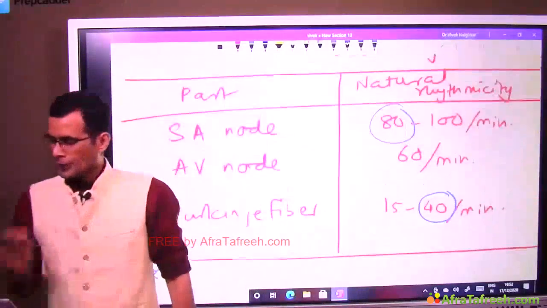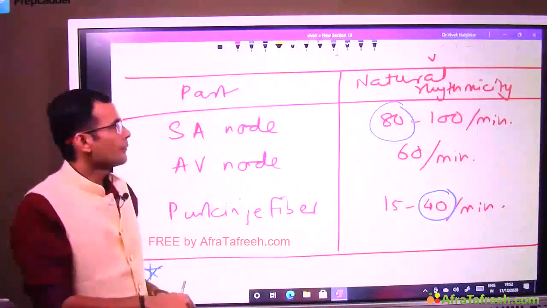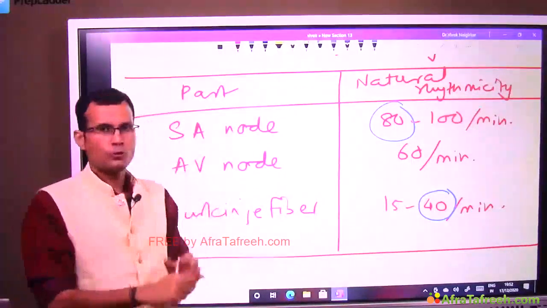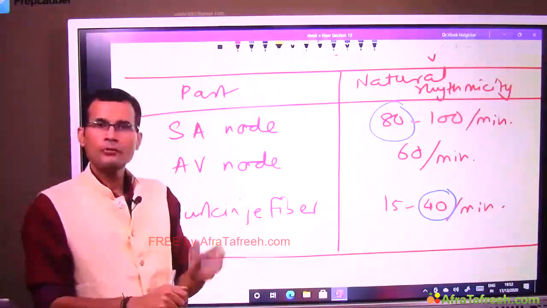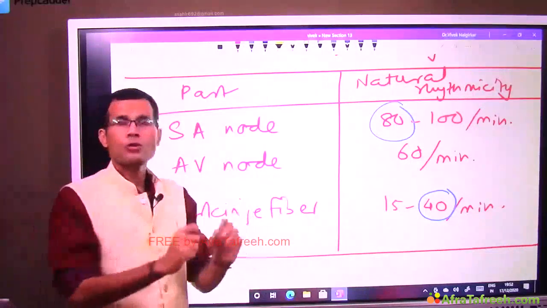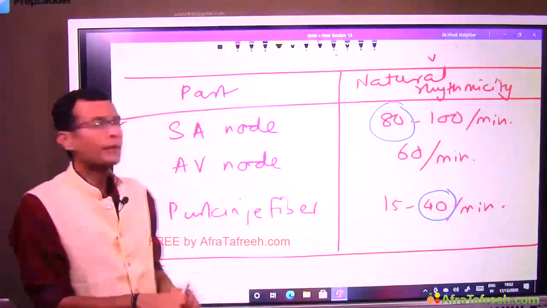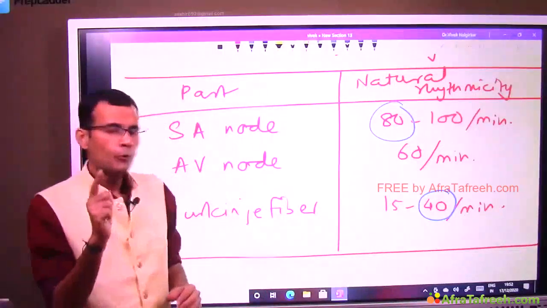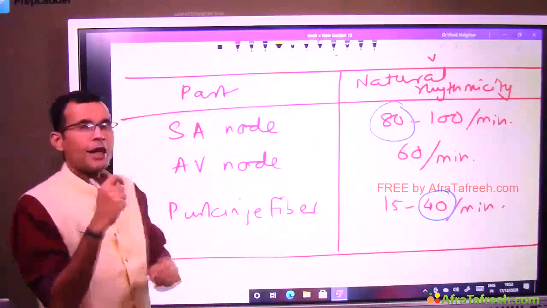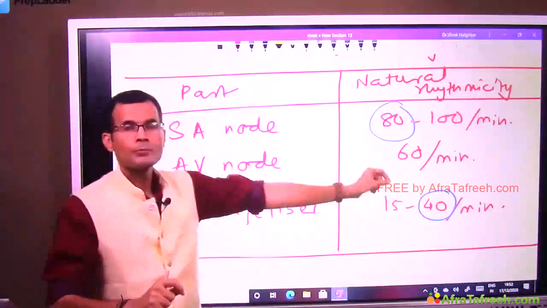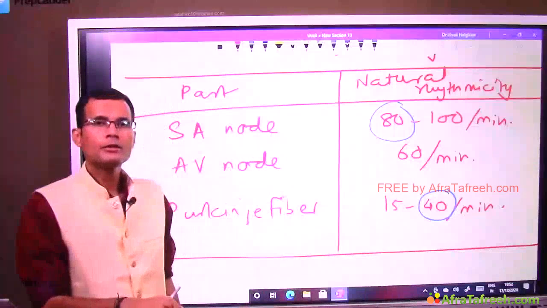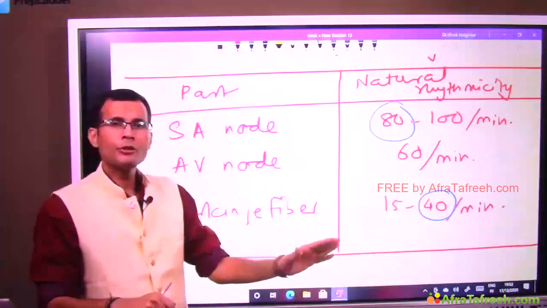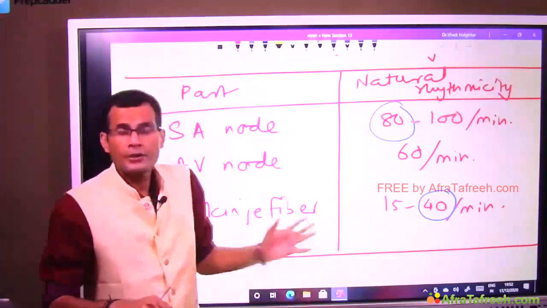Look, normally heart is predominantly under vagal tone. SA node is innervated by the vagus. There is a vagal tone on the heart and on the SA node, particularly SA node, AV node. And therefore, what happens is, see, the natural rhythmicity of the SA node is 80 to 100 per minute. Let's say 100 times per minute. So if SA node is left to itself, then it will generate 100 impulses per minute.